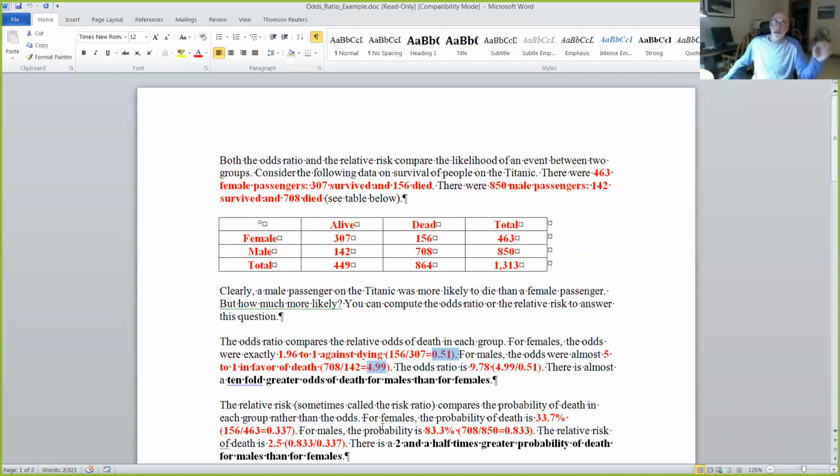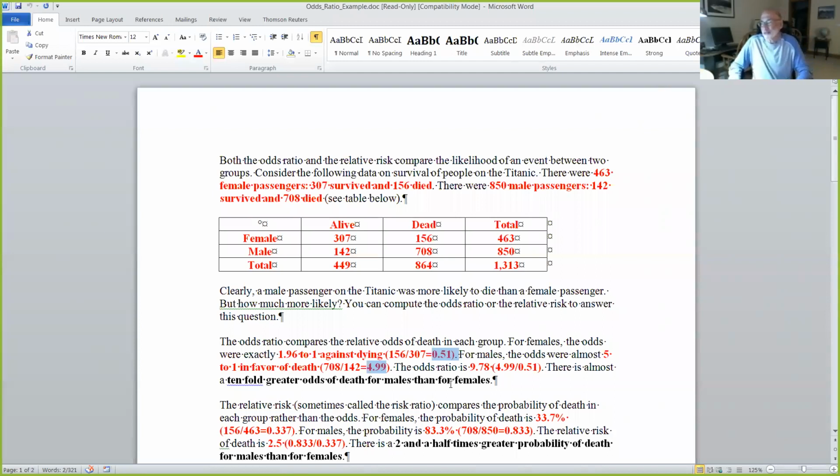Odds are the ratio of the probability of something happening to not happening. The odds ratio is the ratio of the two odds. It has no units of measurement. There's no percent attached to it, no probability. It is a ratio of two different things, both measured as the ratio of probability to the probability of not happening. So the odds ratio is actually 4.99 divided by 0.51, and it is accurate to make the concluding statement here: there's almost a 10-fold greater odds, 9.78, of death for males than for females.